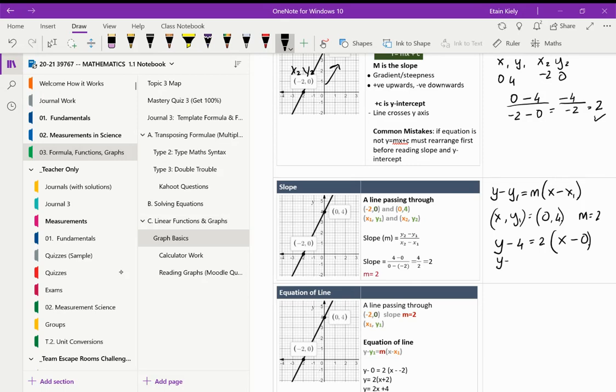So that's going to give us y minus 4 is equal to, and we expand the brackets, we multiply this in, so it's going to be 2x minus 0. So now we have y minus 4 is equal to 2x. And usually we write it in the format that y is equal to mx plus c. So that means we're going to have to add 4 to both sides of the equation. So that's y minus 4 plus 4 is equal to 2x plus 4. These undo, so it's y is equal to 2x plus 4.